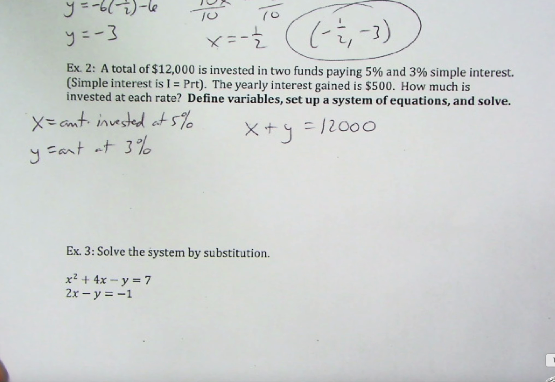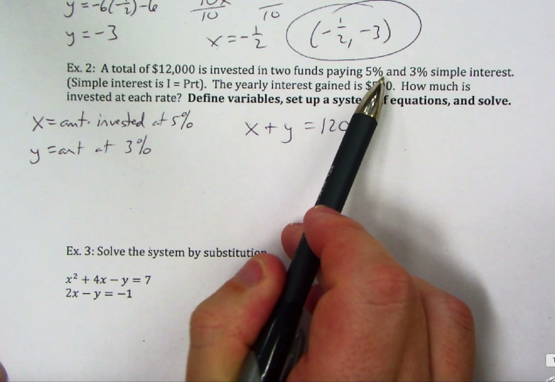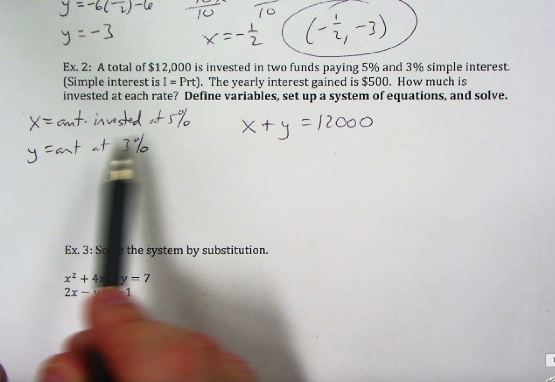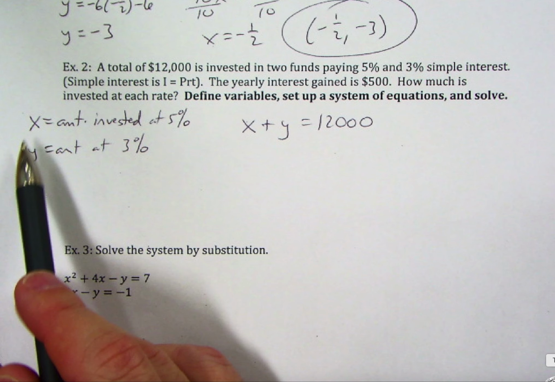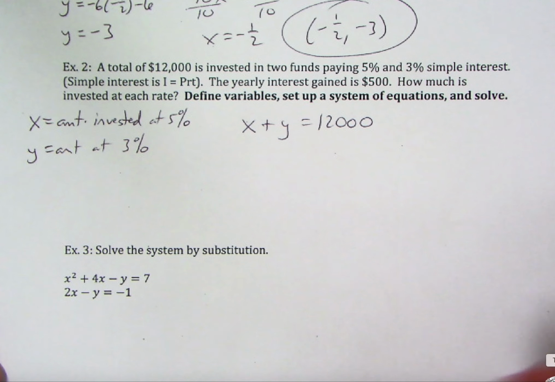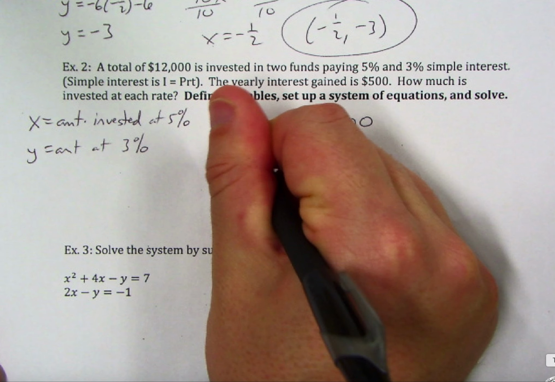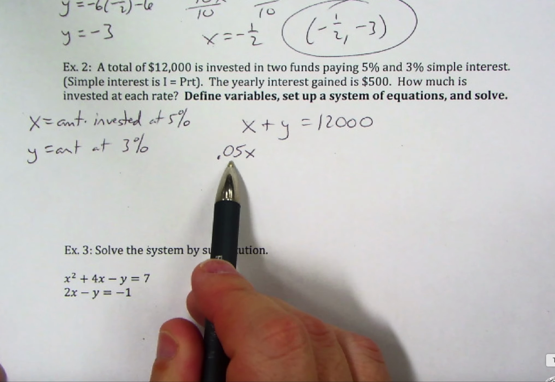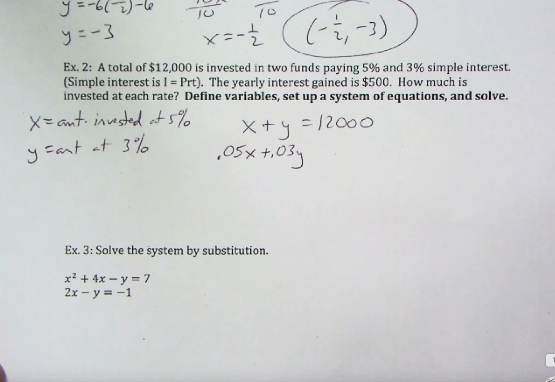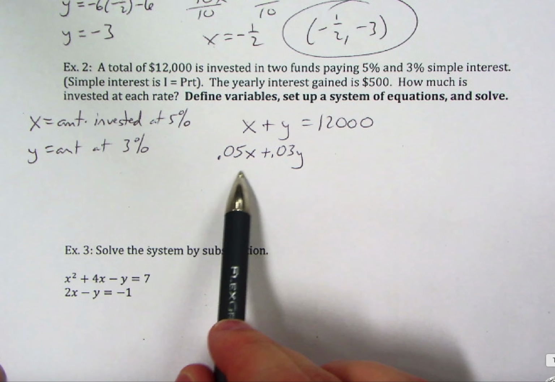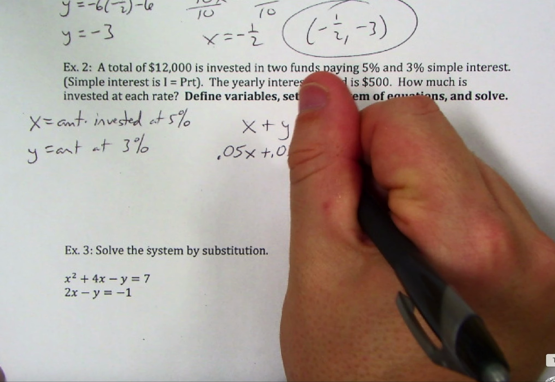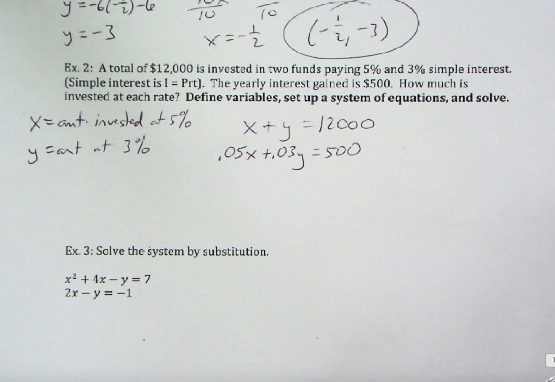Then we have the interest equation. I get 5% from whatever X is, and I get 3% from whatever Y is. That's how much interest I get from each account, and it tells me I get $500 in interest. So the way I do this equation it'd be 0.05x, because that's 5% of x, plus 0.03y. So this is how much interest I get from the 5% account. This is how much interest I get from the 3% account. And altogether, we get $500 in interest. And there's my system.